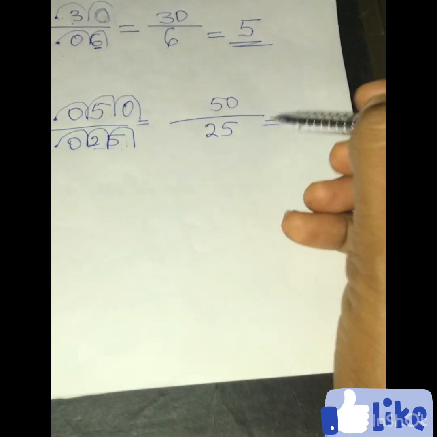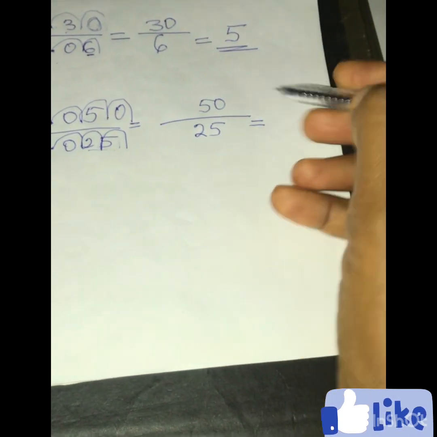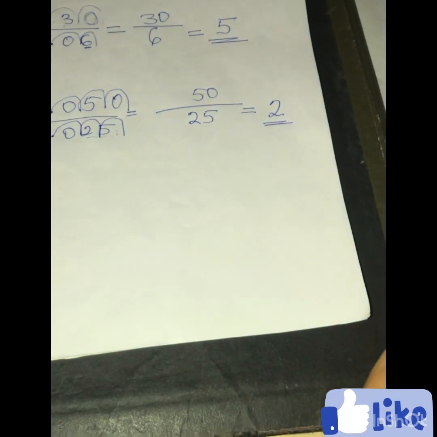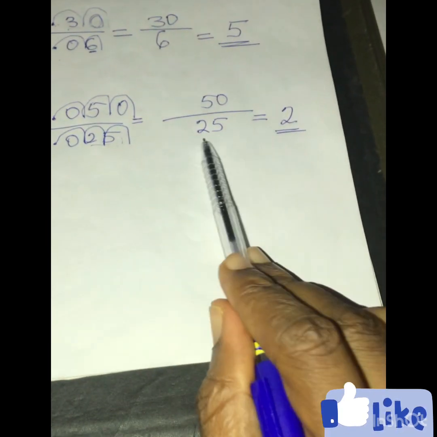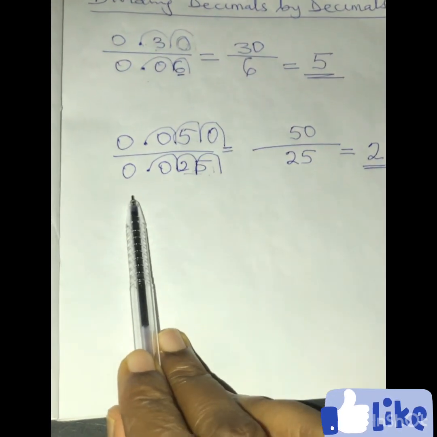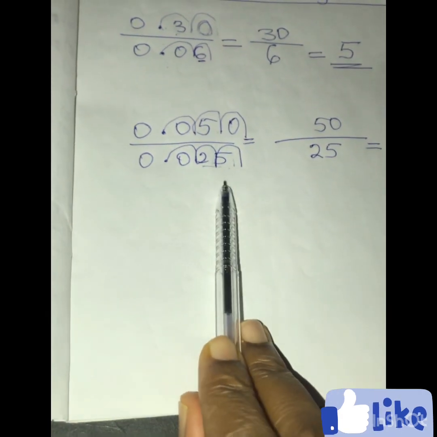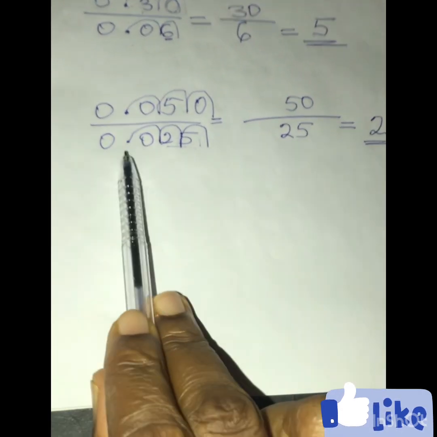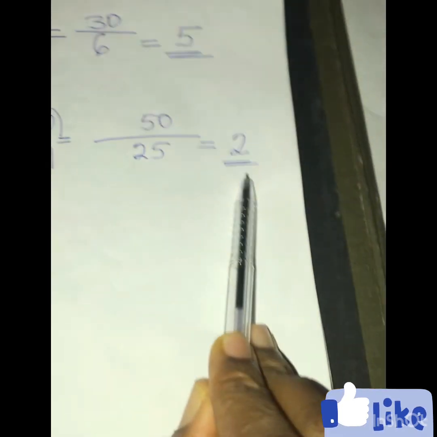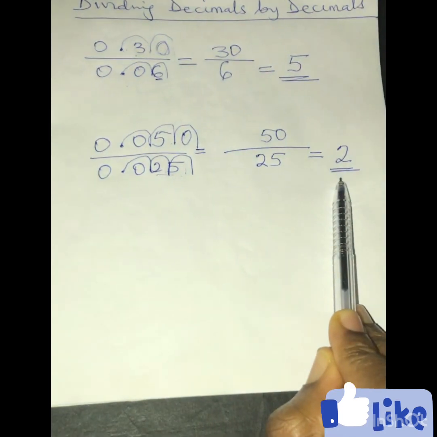Now this should be easier to do. 50 divided by 25. How many times will you go? 25 in 50 gives us the number 2. So it's easier for you to work this way than to work this way. But like I said earlier on, if you find this in any question, don't get bothered. Just turn this to whole numbers and ta-da! You got your answer.